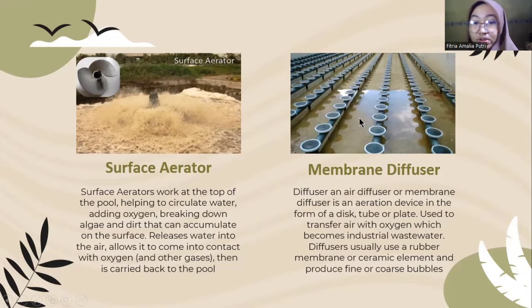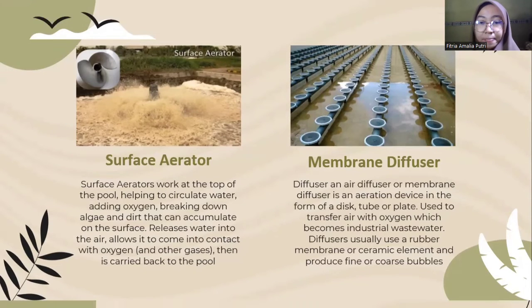A membrane diffuser, or air diffuser, is an aeration device in the form of a disc, tube, or plate, used to transfer air with oxygen into industrial wastewater. Diffusers usually use a rubber membrane or ceramic element and produce fine or coarse bubbles.